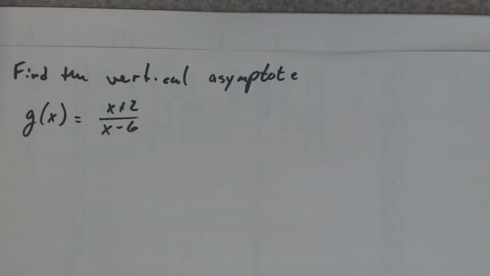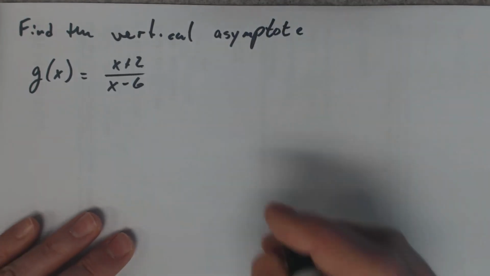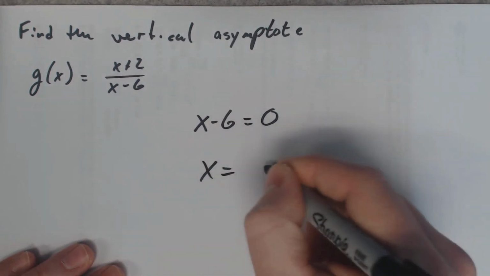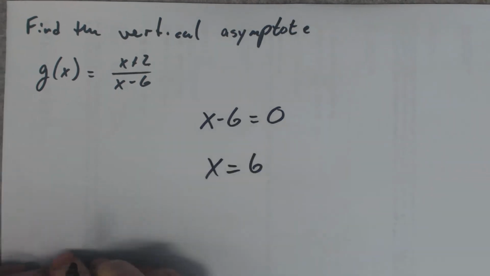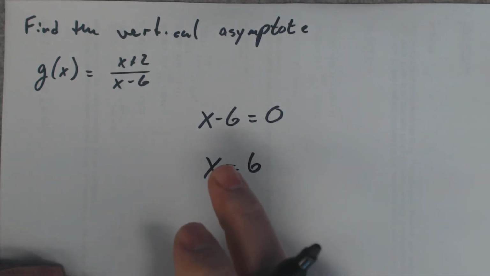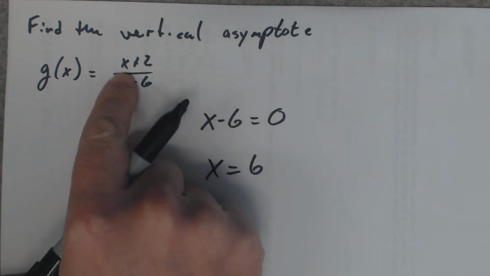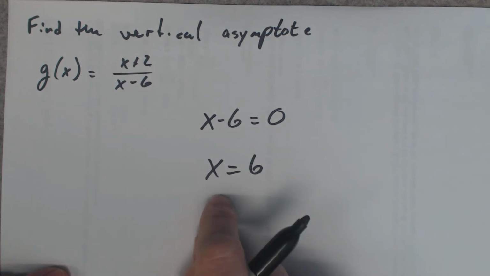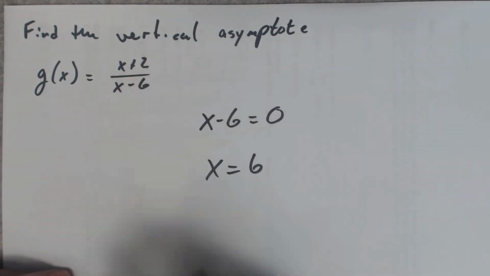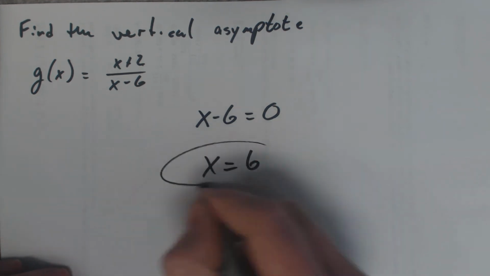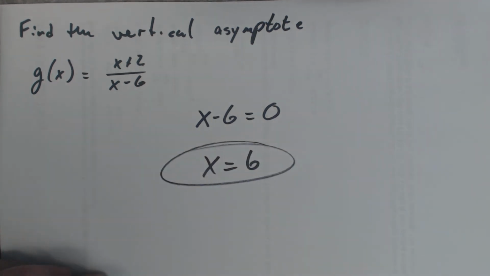And then you've got a vertical asymptote. In a vertical asymptote, you set the bottom equal to 0. That's your vertical asymptote. Make sure that does not zero at the top. 6 plus 2 is 8, so you're fine. This is a vertical asymptote. If it does zero at the top, then it's not an asymptote, it's a hole in the graph. But there's your vertical asymptote, x equals 6.